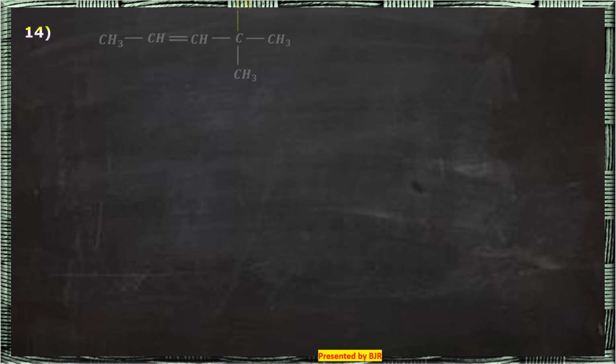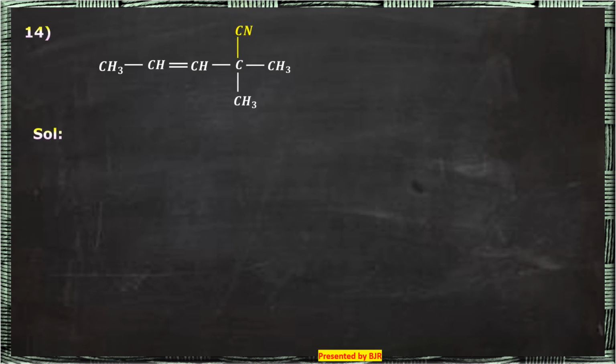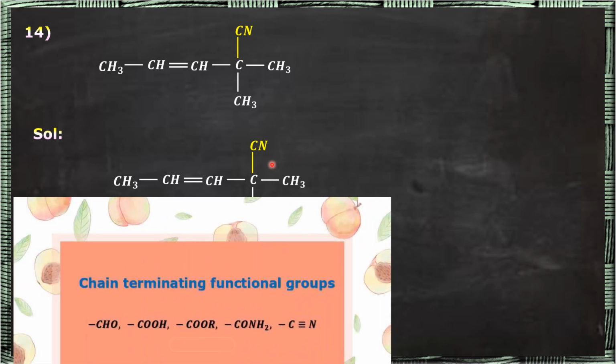Next, problem number 14. Solution. The functional group present in this organic compound is cyanide, CN, and it is one of the chain terminating functional groups, C triple bond N. So when a chain terminating functional group is there in an organic compound, the carbon atom in it must be assigned number 1 while numbering the parent chain. So I am selecting this as the parent chain, including the carbon atom in this functional group, and numbering should be done in this manner.